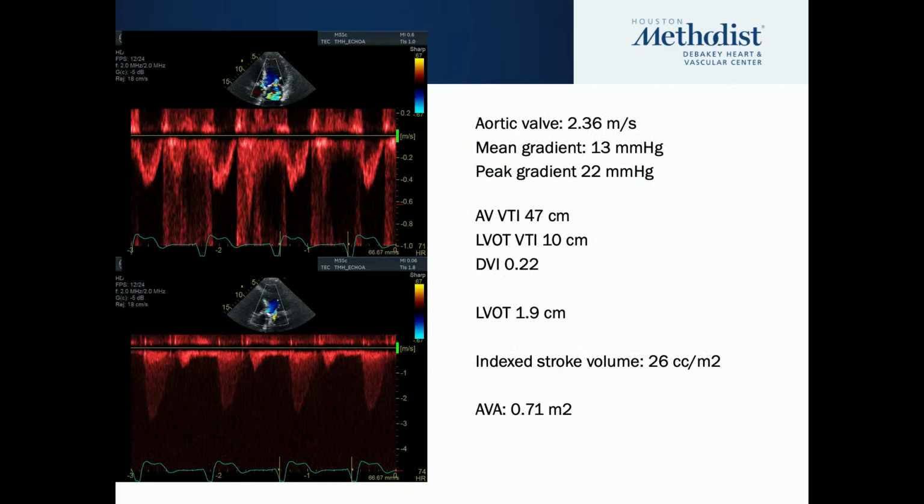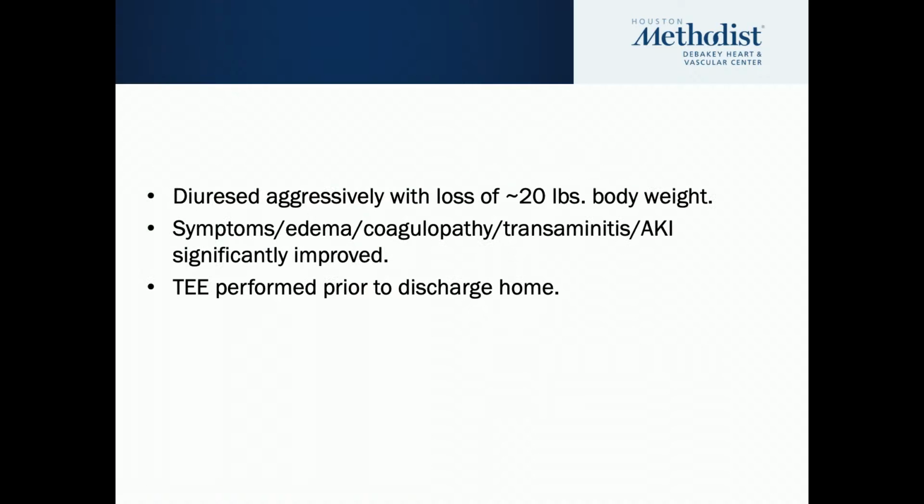This was the Doppler profile of the aortic valve. He had a peak velocity across the aortic valve of 2.4 meters per second, a mean gradient of 13, and a peak gradient of 22. His DVI was 0.22, his indexed stroke volume was 26, and the calculated valve area per the continuity equation was 0.7. So this was overall suggestive of low flow, low gradient severe aortic stenosis.